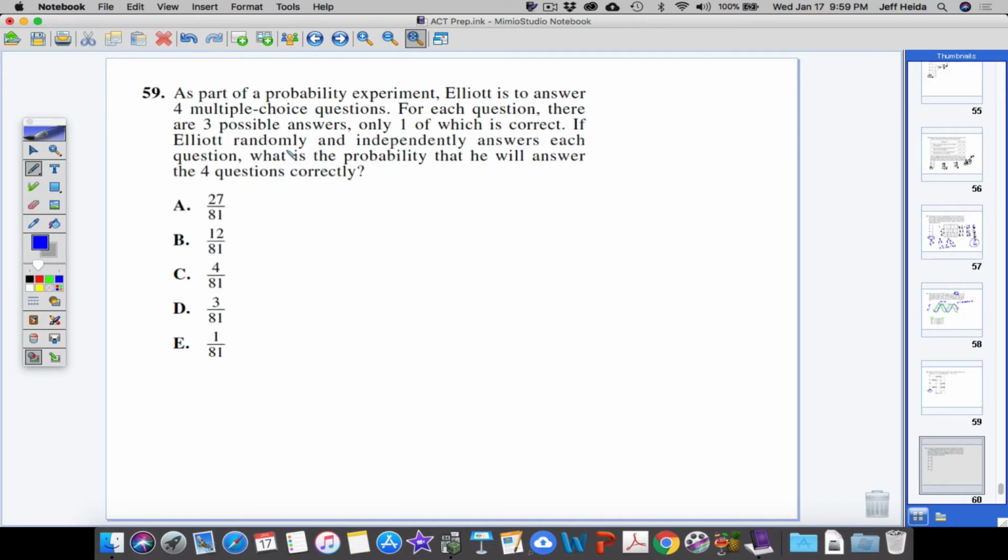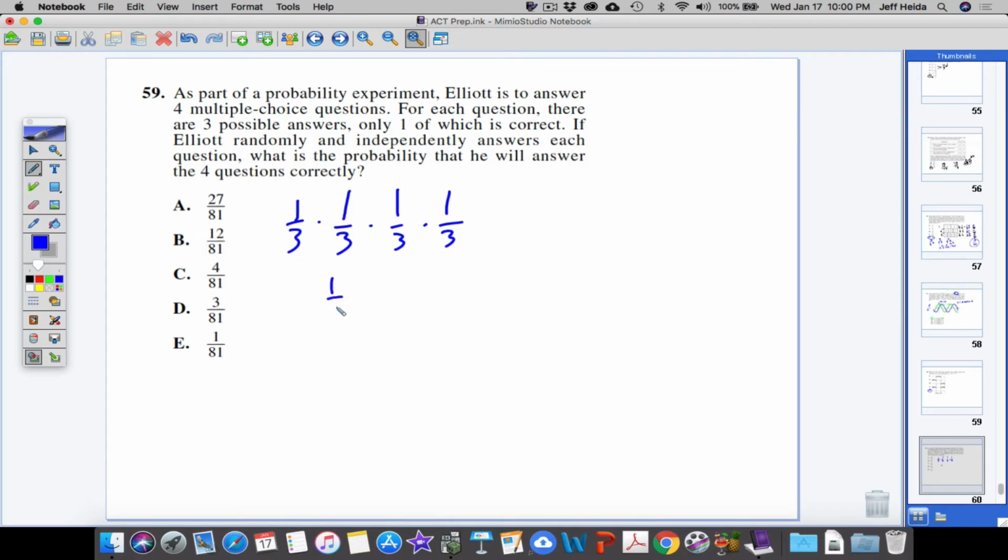Problem number 59. As part of a probability experiment, Elliot has to answer 4 multiple choice questions. For each question, there are 3 possible answers, only one of which is correct. If Elliot randomly and independently answers each question, what's the probability he will answer all 4 questions correctly? Well, the first question, the probability is 1/3. The second question, the probability is 1/3. Third question and fourth question. And in probability, if you have more than one event, you just multiply the probabilities together. So 1/3 times 1/3 times 1/3 times 1/3.